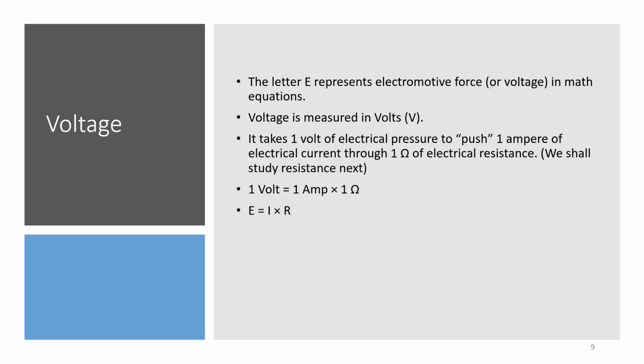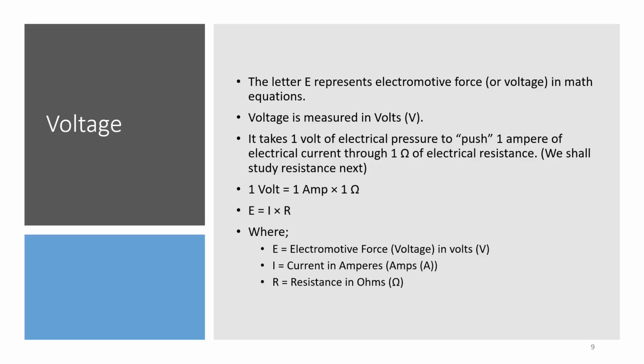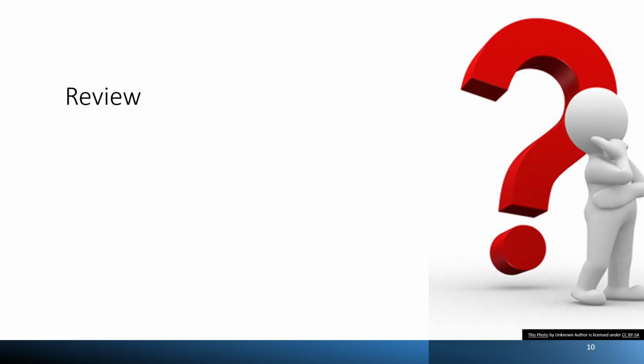So that formula, if we use all of the letters, E equals I times R. E for electromotive force or voltage, I, remember for intensity of the current, I for intensity, and then R we're going to learn next is for resistance. So there are our three different quantities in that equation: electromotive force, current in amps, and resistance in ohms. So let's review.